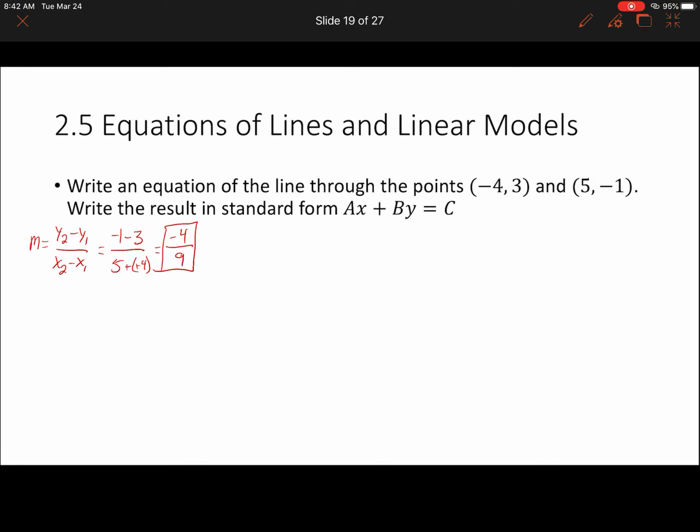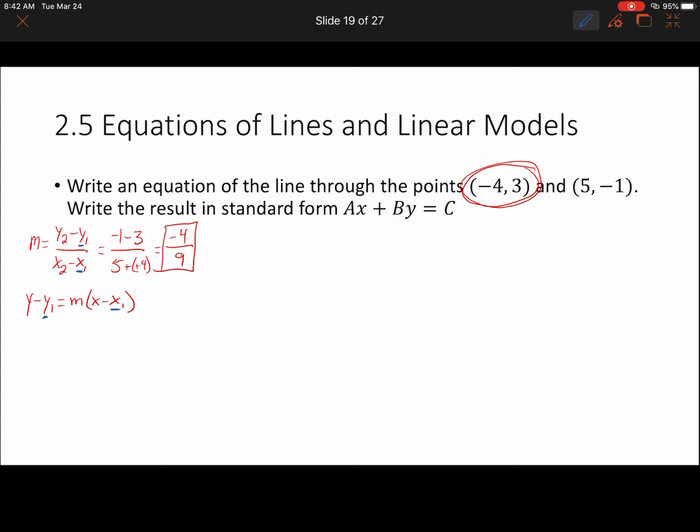Now, in this case, the numbers in both points are fairly small. They both have a negative. So it's not really going to matter which point we use. So just for the sake of ease, I'm going to use the first point. Now remember that in our point slope form, it's y minus y sub 1 equals m times x minus x sub 1.